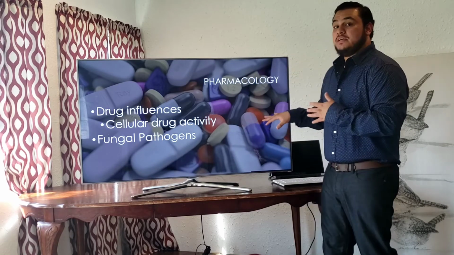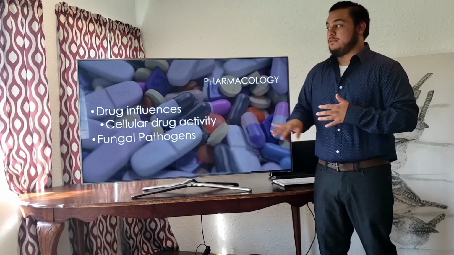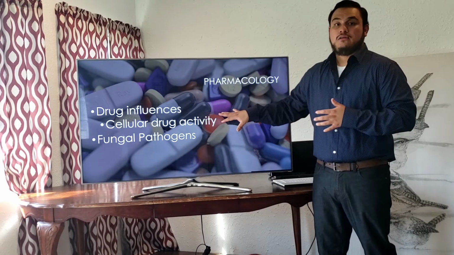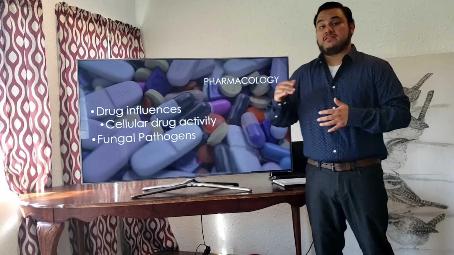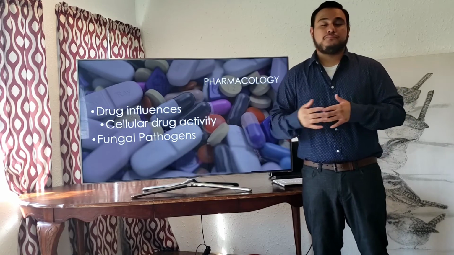Now, this study is not complete yet. It's still in progress. But they're hoping that with this data, once we find out how a simple organism like fungi do it, we can find out how bacteria do it and how viruses do it.